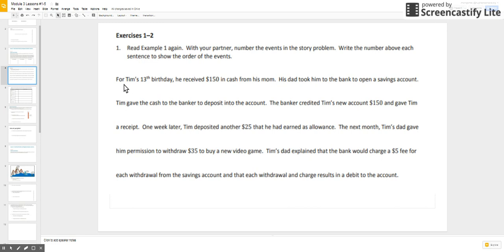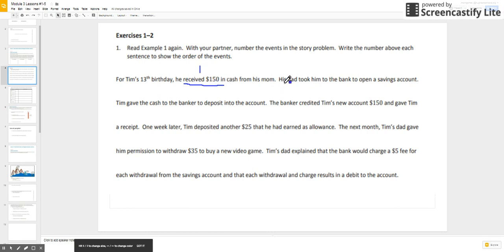Here it says, for Tim's birthday, he receives $150 in cash from his mom. Well, that's an event right there. Something happened. That's either positive or negative. So this is event number 1. Actually, we don't need to circle it. Just put a 1 above it. This is the first thing that happens to him, as he receives $150 in cash.